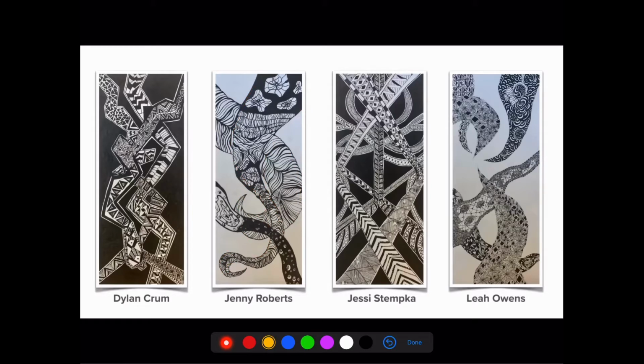Jesse Stumpka's work, he has this beautiful vertical movement that we're seeing, and that's emphasized by his leading lines changing their width from the top to the middle and then the middle to the bottom. That type of width change is really dynamic and helps draw the viewer's eye throughout the entire composition.